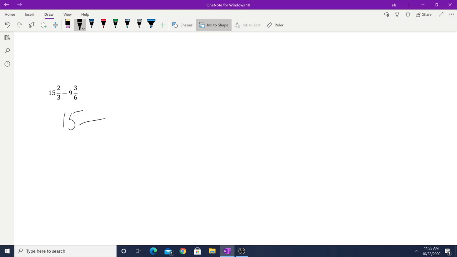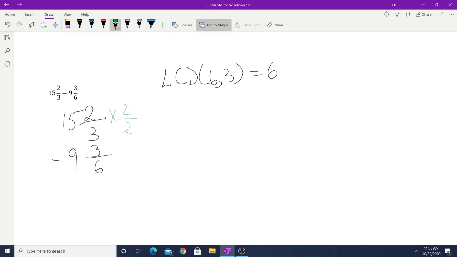So we're going to go ahead and write our problem vertically. And when we do this, we come across the same situation as we did earlier. My fractions do not have the same denominator. So we are finding the LCD of 6 and 3. And as we remember from the previous problem, it is 6. So we're going to upscale the fraction that doesn't have a 6 as the denominator. You upscale it by a 2.